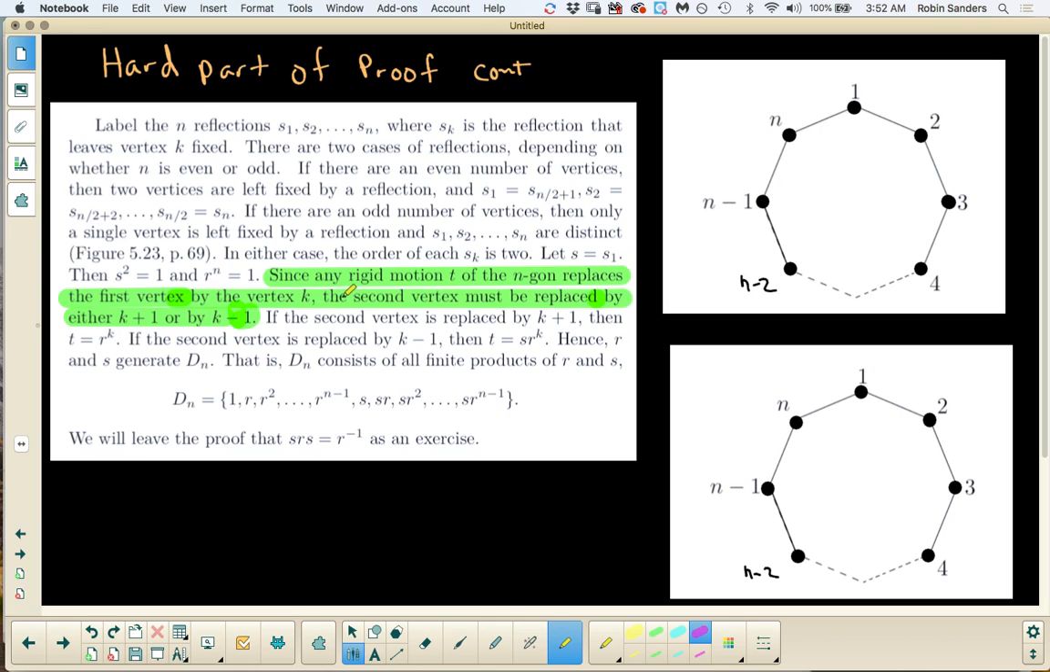The author says, since any rigid motion T of the n-gon replaces the first vertex by the vertex K, the second vertex must be replaced by either K plus 1 or K minus 1. Well, we have to figure out exactly what the author means by that statement. It's easy to let that statement just roll over you like a wave without fully understanding it. What we've got to realize is that the author is saying the vertex that gets moved to the 1 spot is going to be the vertex called K.